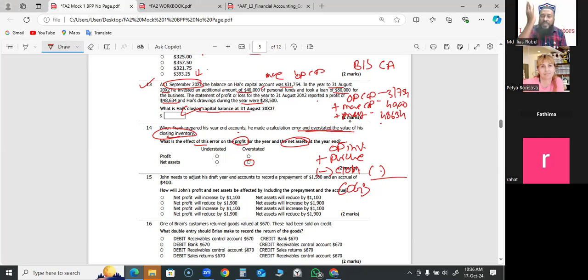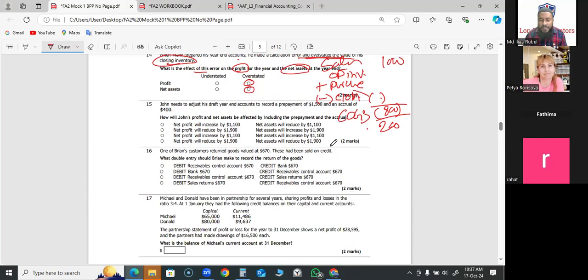If your cost goes down, profit goes up, because from sales, let's assume sales is £1,000 and cost of sales is 800. You take away, you get gross profit, 200. So what does the closing inventory do? Makes your cost of sales down. If your closing inventory is higher, cost of sales down and gross profit goes up. So the simple answer here is your profit would be overstated and your net assets would be overstated. If your closing inventory is overstated, profit and net assets are overstated. Easy peasy, yeah? Moving ahead with another question.